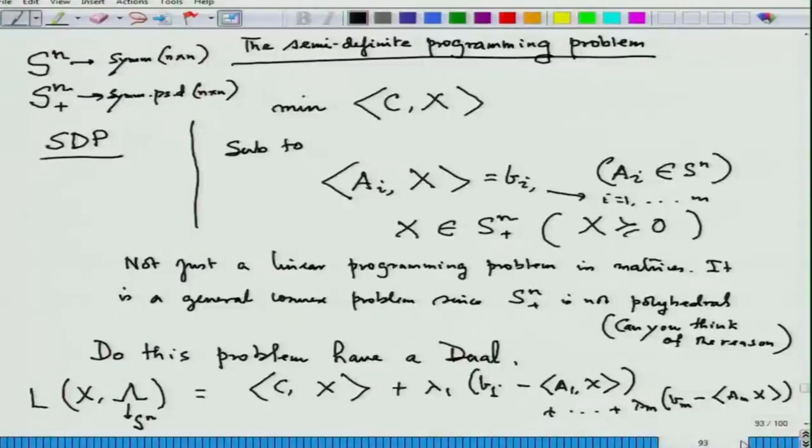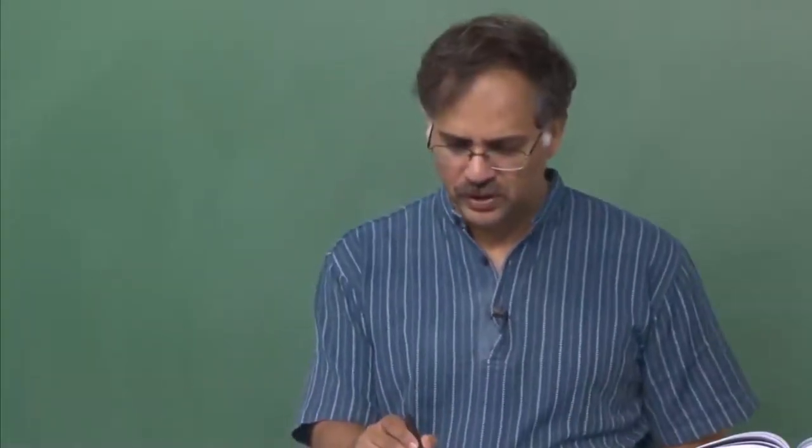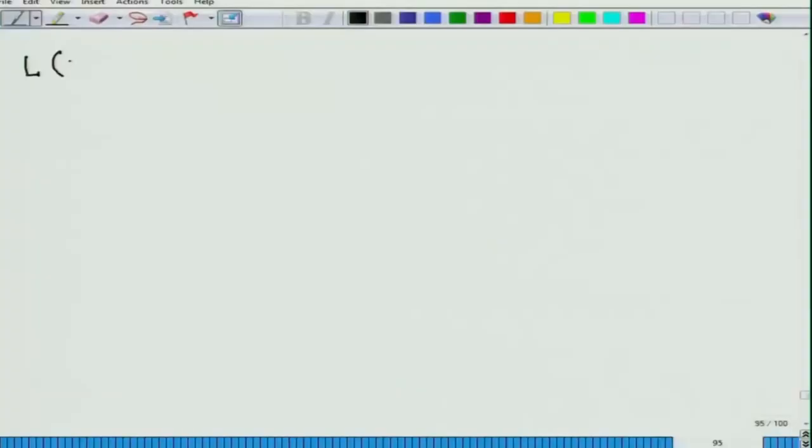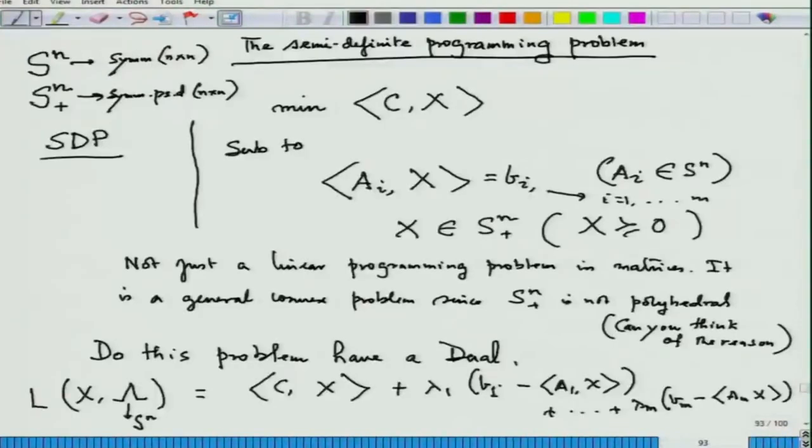Okay, somebody said, let me tell you one thing, we can possibly extend this Lagrangian a bit. Let me write L of x, S, lambda. Well, lambda is a vector, right? I am writing this lambda almost like a matrix, but lambda is a vector, because it is nothing but lambda 1, lambda 2, up to lambda m. No, sorry, it should not be in S_n, it should be in R^m.